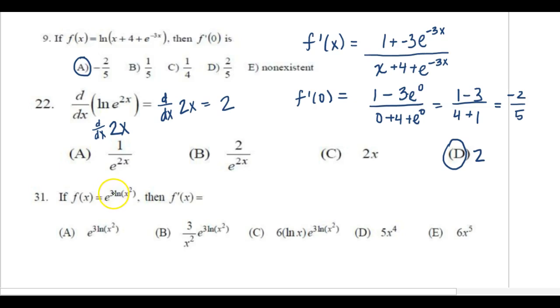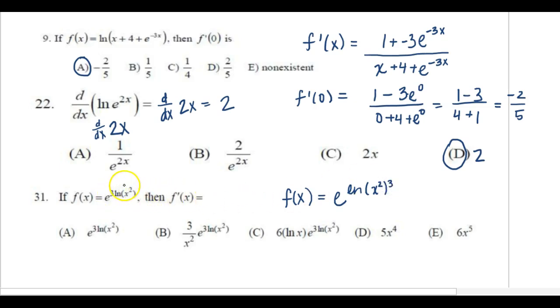I have to move it, and the way I'm going to move it is I'm going to recognize that this 3 is in front of a logarithm, and my properties of logs say that I can take this 3 and make it an exponent of the argument, which is x squared. So here's what I'm going to do. I'm going to rewrite f of x as e to the natural log of x squared cubed.